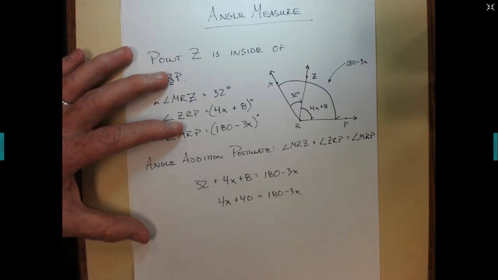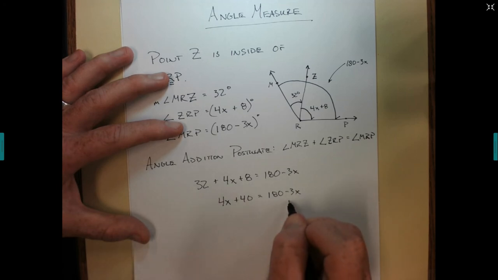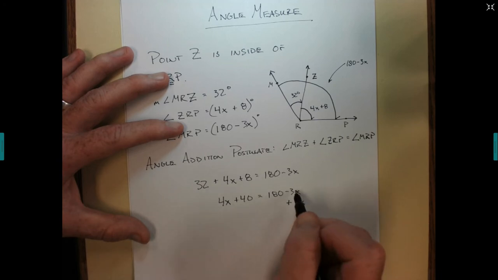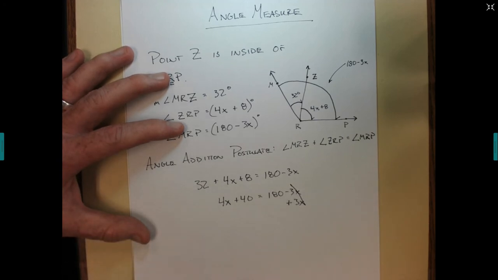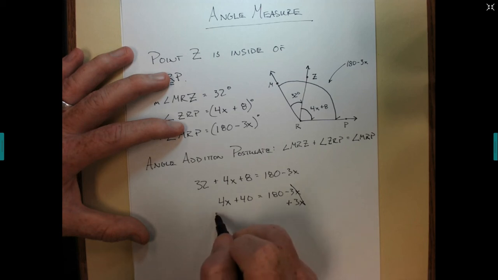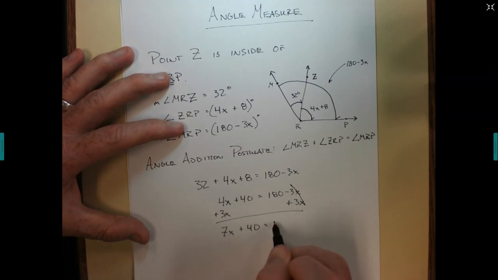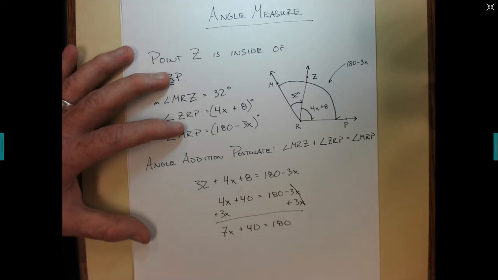I'd want to get all the x's on one side. We have more x's on the left side, so let's get rid of the ones on the right by using an opposite operation. If I have negative 3x and I add 3x, those are going to cancel. That's what I want. If I add 3x to the left side, because I have to balance my equation, now I have 7x on the left and just 180 on the other side.